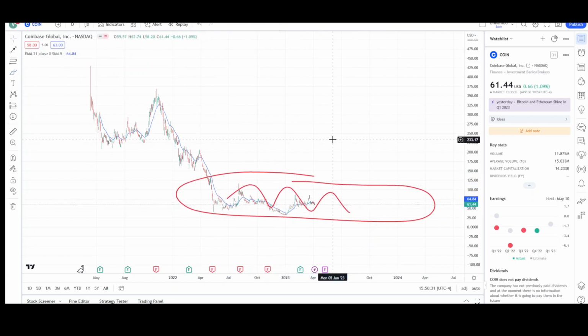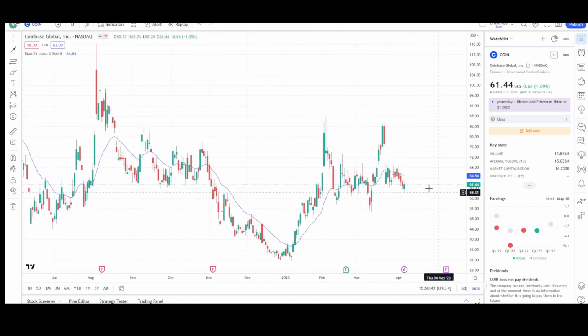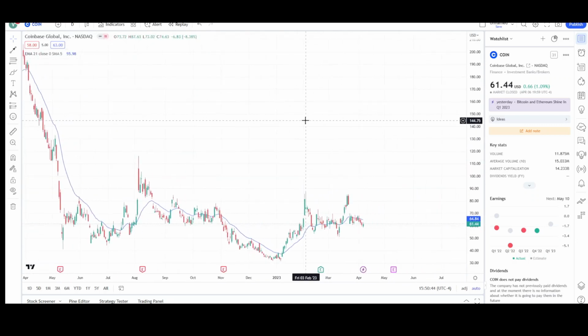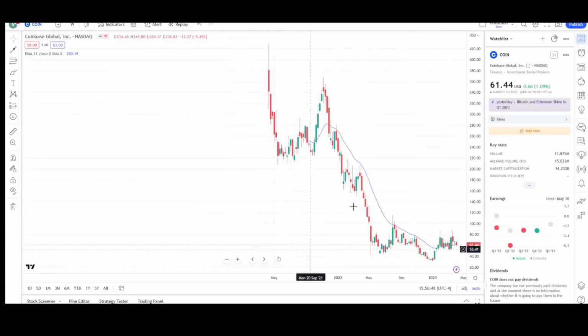I don't know for sure, but normally after a big collapse, if you see the sideways price action, this is normally the area for the bottom to occur. But we'll have to wait and see. As of now, Coinbase is probably just going to continue trading sideways for a while until we see some type of catalyst, a really large one.